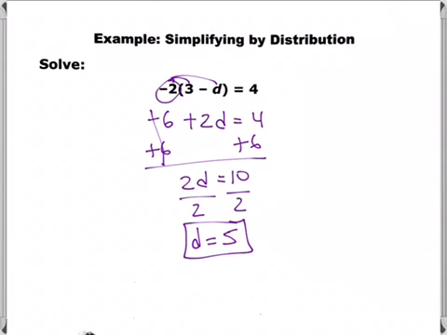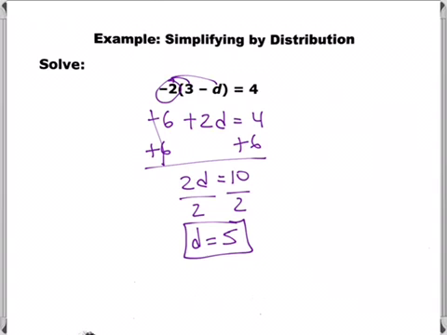So for this problem, you have -2 times the quantity 3 minus d equals 4. In this case, you want to distribute the -2 to both the 3 and the -d inside the parentheses. In doing so, you get -2 times 3 is -6. -2 times -d, or minus d in this case, gives you a positive 2d. Negative times negative is a positive. And that all equals 4.